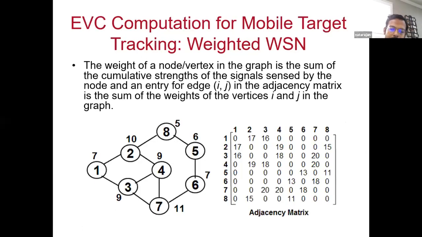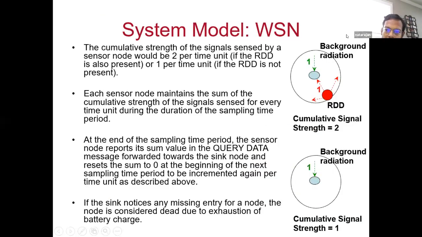And then over a period of time, that's our sampling time period, for every time unit we measure the signal strength detected by the sensor node in its sensing range. So if you are, say, sampling for every 10 time units, in the first time unit it could be 2. Then the second time unit also could be 2. And then let us say the RDD moved out of the sensing range. Then the third time unit, the signal strength detected would be 1. If the RDD is still out in the fourth time unit, it will again be 1. And then if the RDD comes back to the sensing range in the next time unit, it will be 2 and so on.